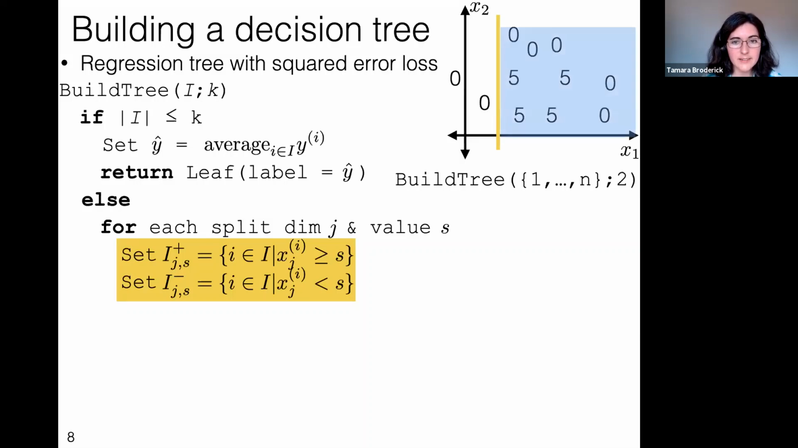I have the side where xj is greater than or equal to s. I'm going to call all the data indices on that side I plus. And I have the side where xj is less than s, and I'm going to call all the data indices on that side I minus. Okay, here's a question for you again for the chat. Suppose I take the absolute value around I minus. That is to say, how many data indices are in I minus for this split? How many are there?